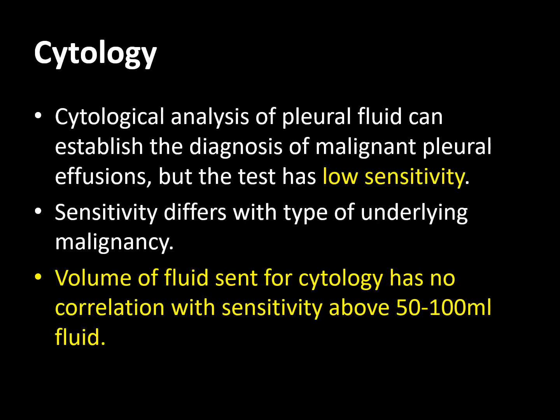Then cytology. Cytological analysis of pleural fluid can establish the diagnosis of malignant pleural effusions, but the test has very low sensitivity. Sensitivity differs with the type of underlying malignancy suspected. For example, in cases of mesothelioma, pleural fluid cytology is a very good test, but it is not as capable in cases of some parenchymal malignancy. The volume of fluid sent for cytological analysis has no correlation with the sensitivity of the test if the fluid is more than 50 to 100 ml. Definitely it is better to send 100 ml than 5 to 10 ml, but it is in no way better to send a whole 1 liter or 500 ml as compared to 50 to 100 ml.